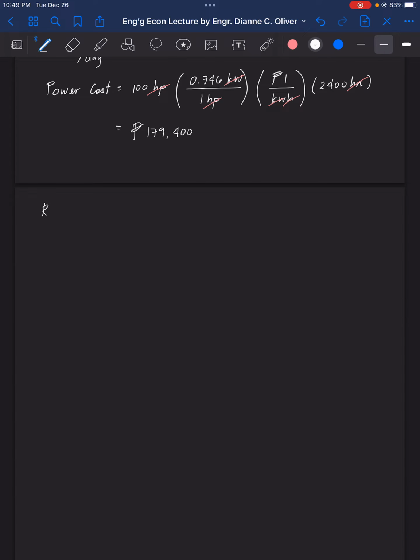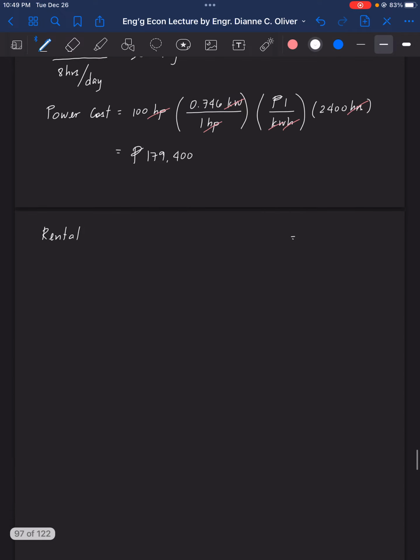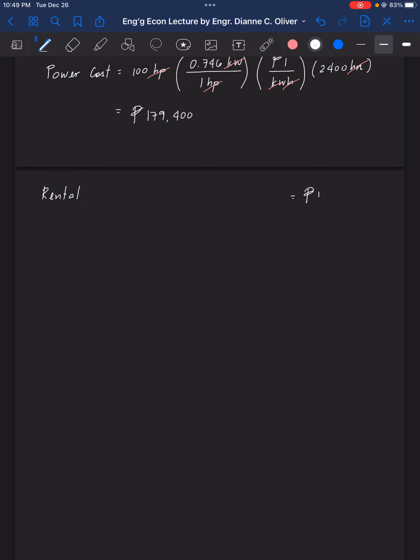Rental cost here is fixed. So rental here is how much? 145,000 per year, and maintenance is 8,500. So rental is 145,000, while maintenance is equal to 8,500.